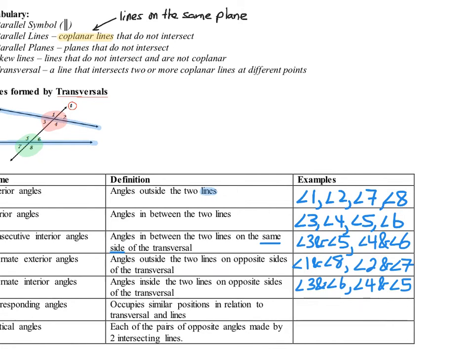For example, and there are a lot, so I'm not going to write them all, I would say angle 1 and angle 5. I could say angle 2 and angle 6. But like I said, I could say a lot more. There's a total of 4 sets of corresponding angles. I don't want to have to write them all.